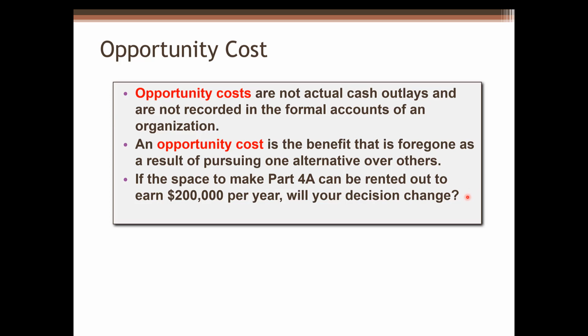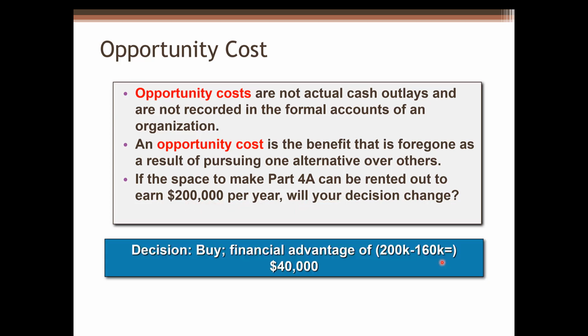Here, if the company makes Part 4A, rather than buying the part, the company can save $160,000. However, if it rents out the space, it can earn $200,000. If we calculate 200,000 minus 160,000, the company can get a financial advantage of $40,000. So the decision is to buy the part instead of making the part.